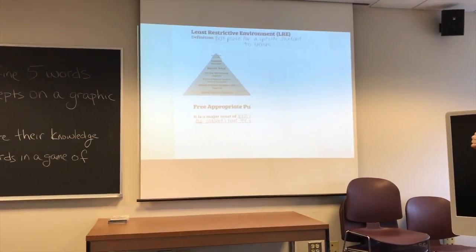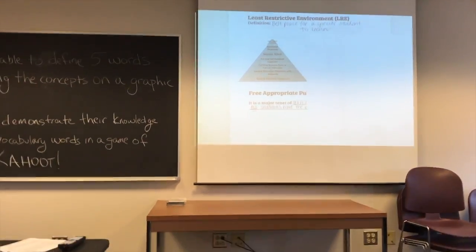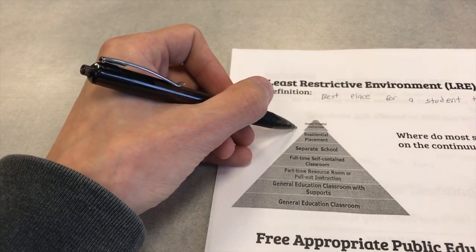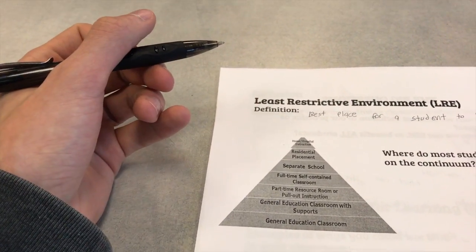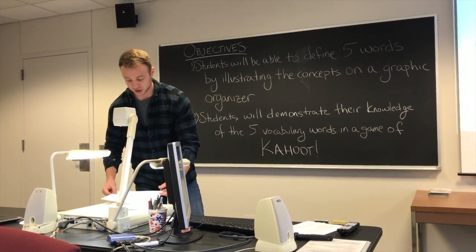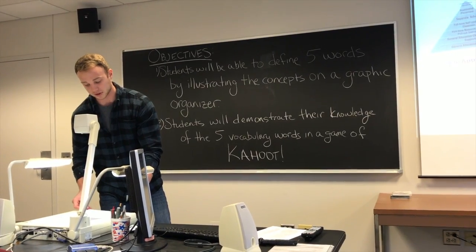And then we have the most restrictive is at home. So they're not with their peers. They're by themselves. They're not promoting growth with their peers. So most students fall on the continuum in the general education classroom. So that is where we would like to have every student.